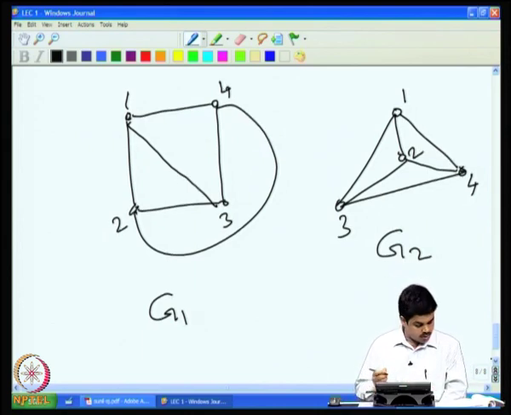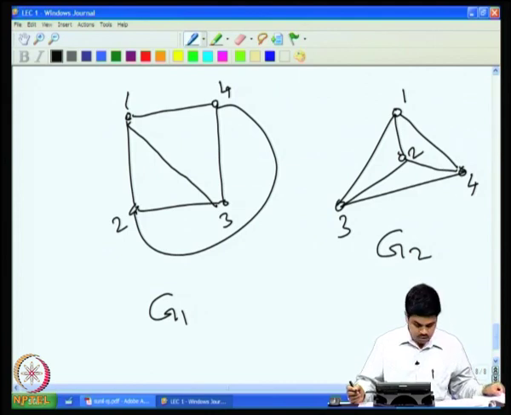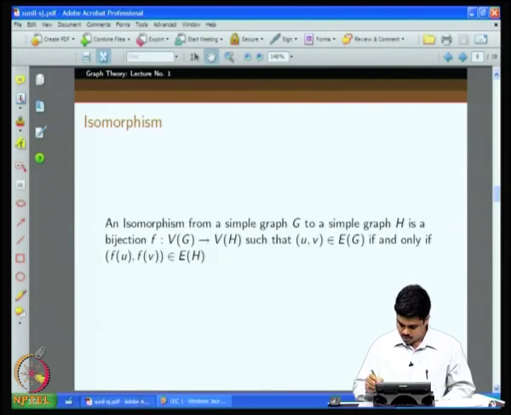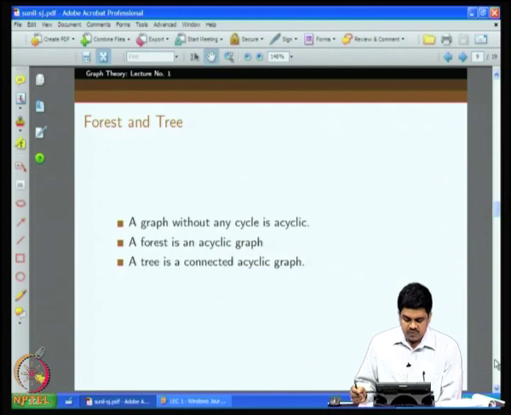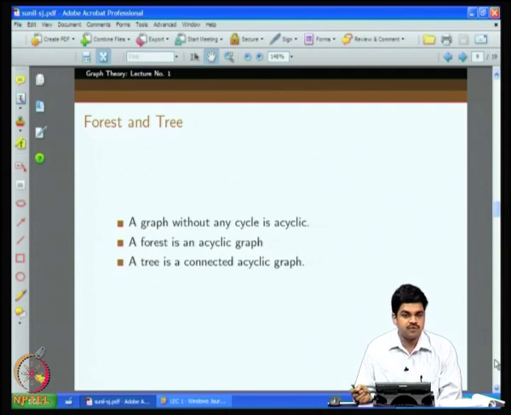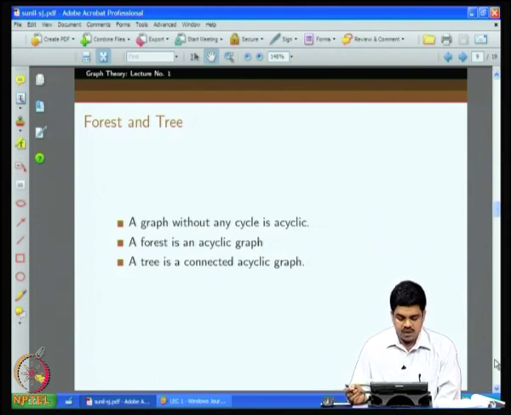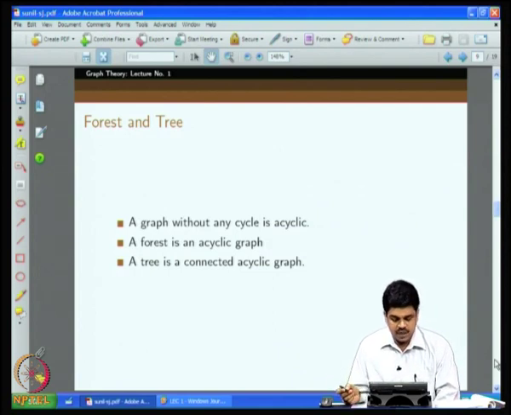Next, we can consider a graph and ask the question: is there a subgraph of G which is isomorphic to a cycle on 3 vertices, 4 vertices, 5 vertices? If there is no subgraph of G which is isomorphic to a cycle, then we say that it is an acyclic graph. A graph without any cycle, an acyclic graph, is called a forest.